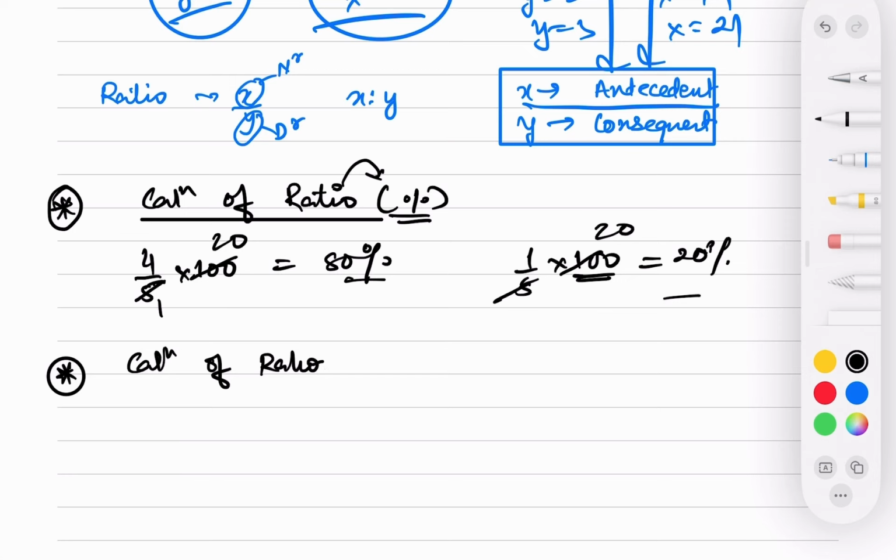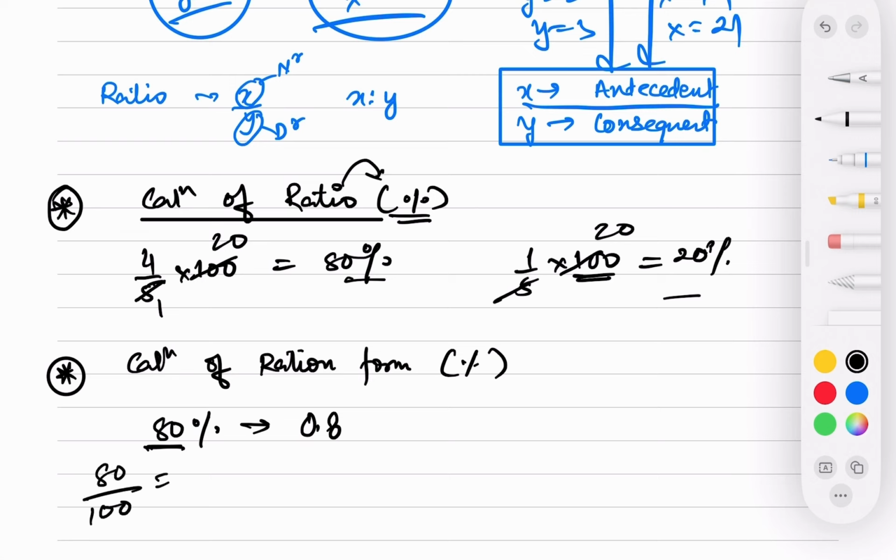ratio from percentage. You have been given the percentage, now you have to calculate the ratio. So for example, let's say 80% is given. You know that 80% is out of 100%. So this can be represented as 0.8 in decimal, right? 80 divided by 100 is how much? 0.80, correct? And that is nothing but 80 by 100, and you know that it is 4/5.